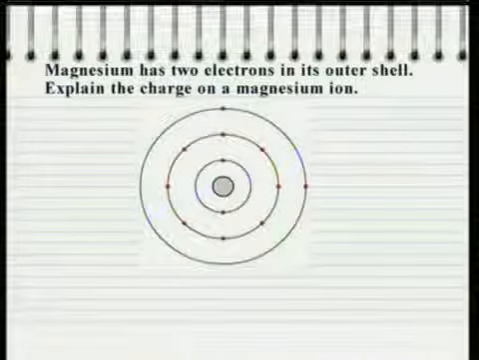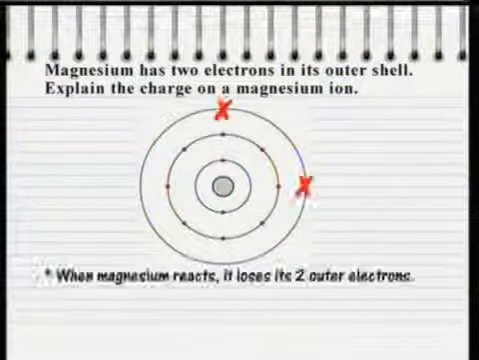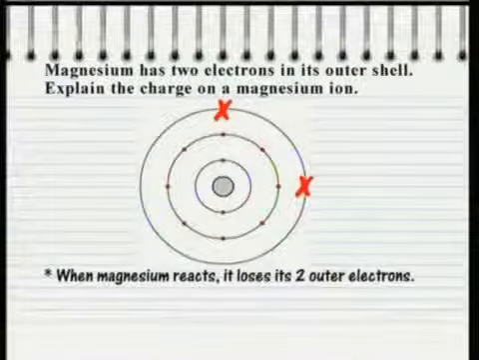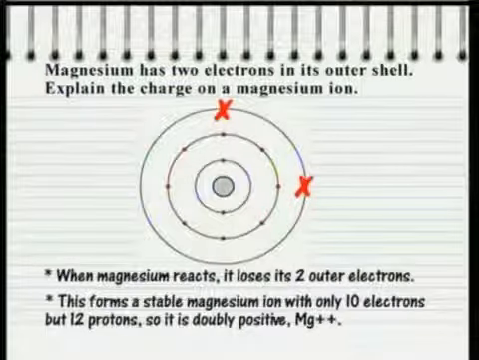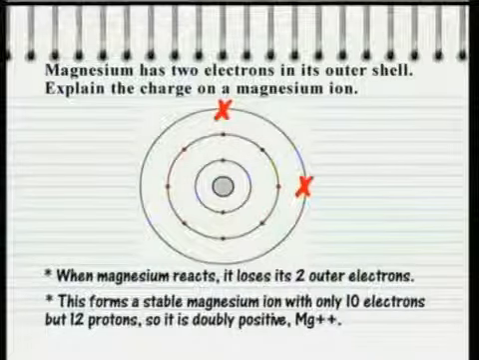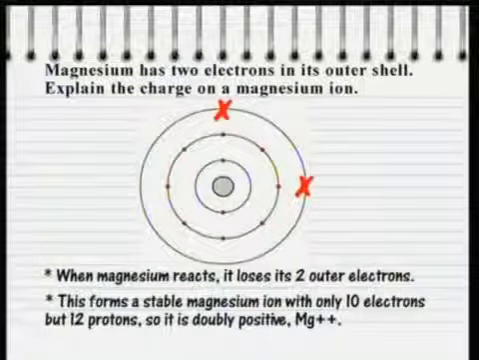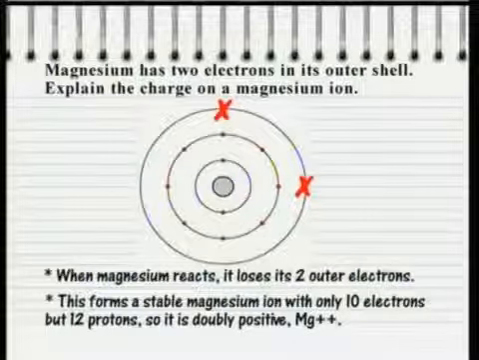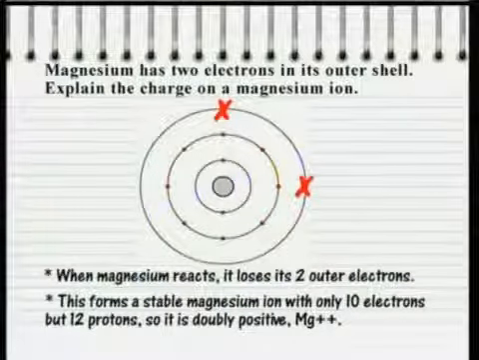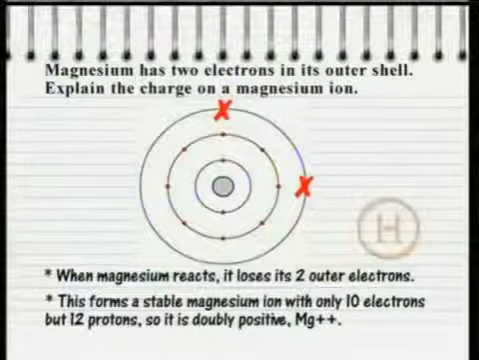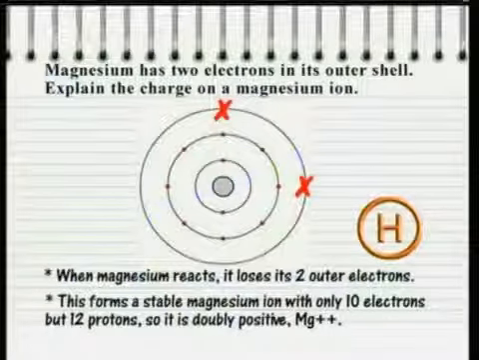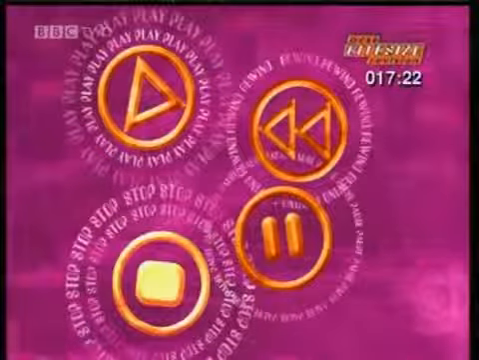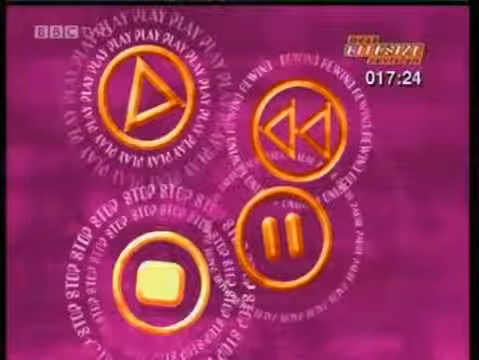A magnesium atom has 2 electrons in its outer shell. When it reacts, it loses both of those electrons. This creates a magnesium ion with a stable outer shell with 8 electrons, and means the resulting magnesium ion has only 10 negative electrons, but 12 positive protons, so it's doubly positive, Mg++. There's more about atomic structures and bonding in the higher tier science programme. That's the end of atomic bonding.